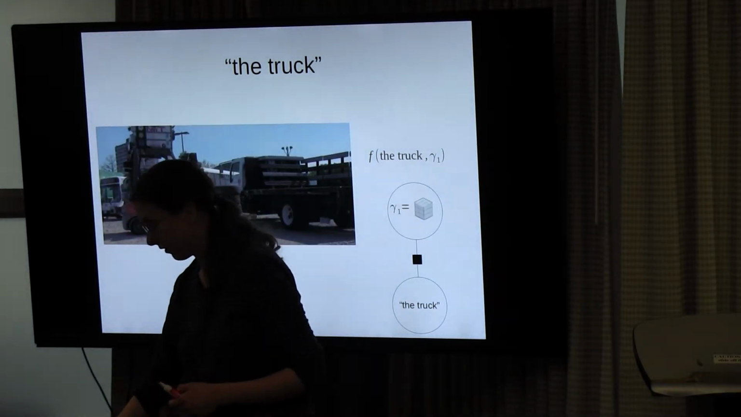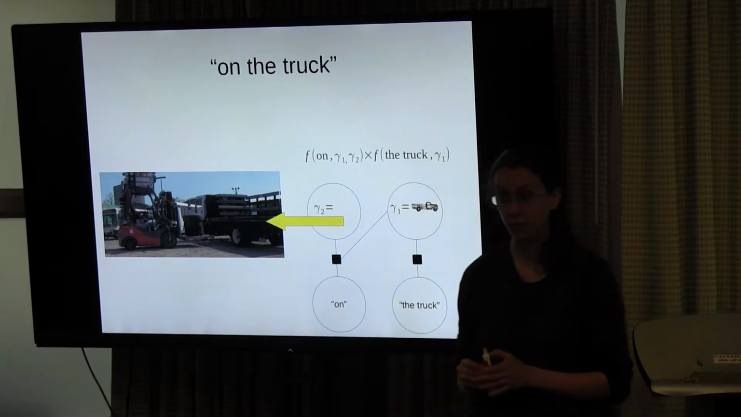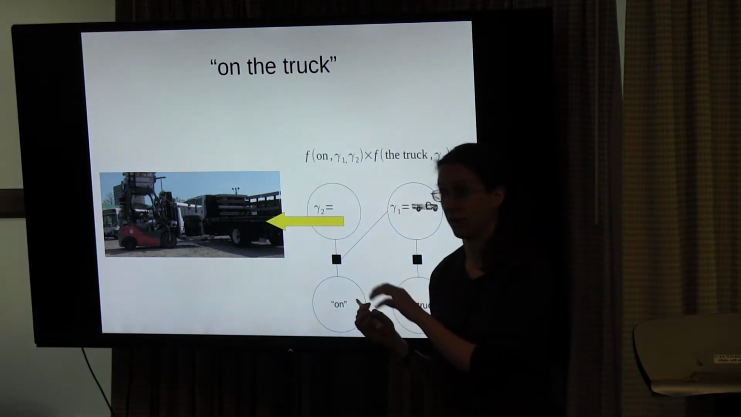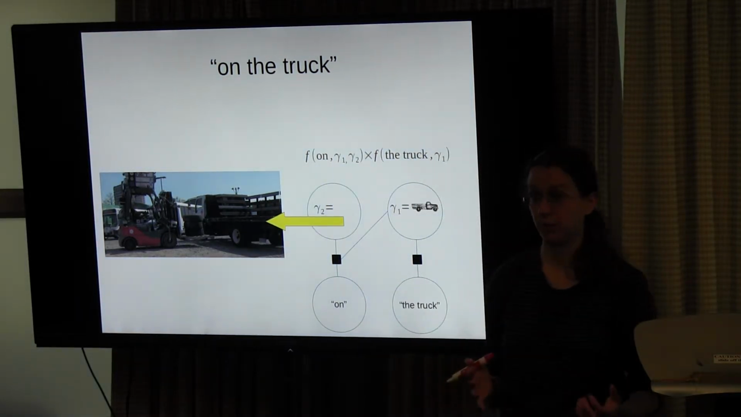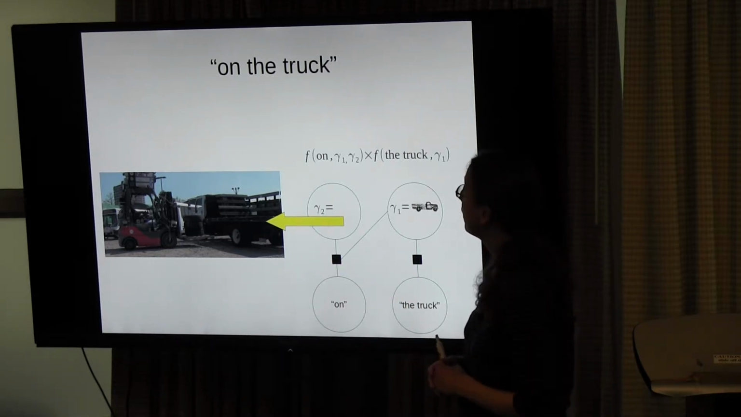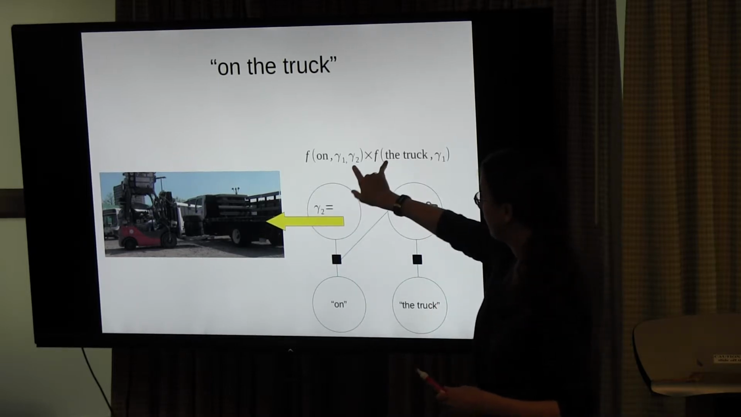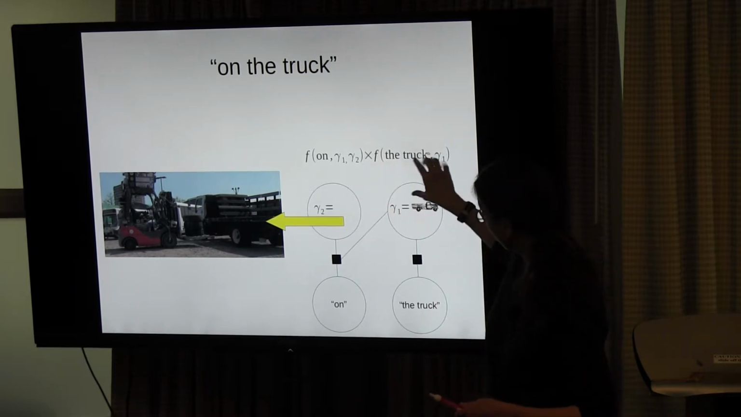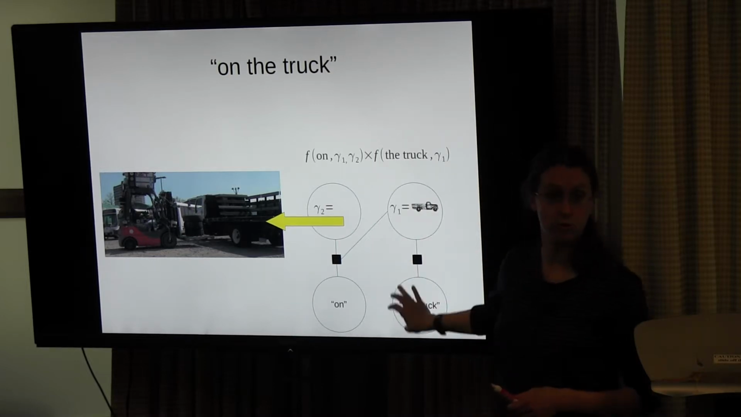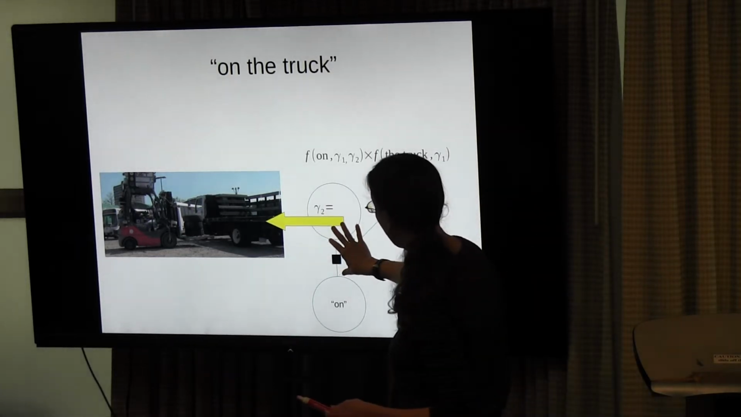Similarly, if we have a more complicated expression, "on the truck," we added one more word. So now it's a prepositional phrase. There's a preposition, which is "on," and the argument is "the truck." Because there are two constituents in the parse tree, there are going to be two factors here. There's going to be one factor for the truck, which is exactly the same as before. There's no changes to it at all. And then a second factor for "on."